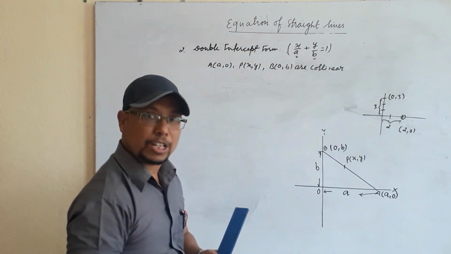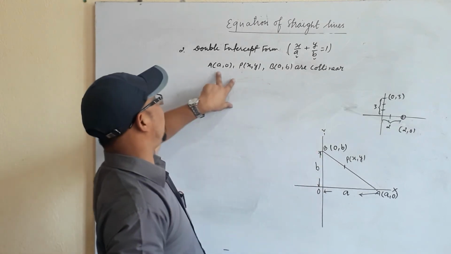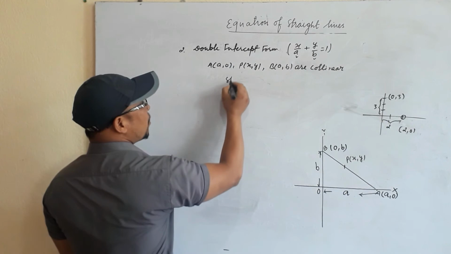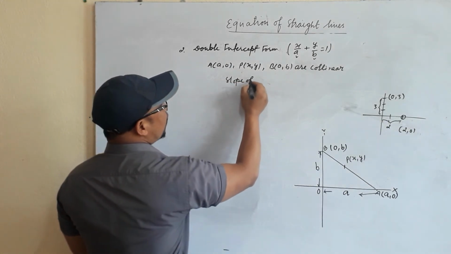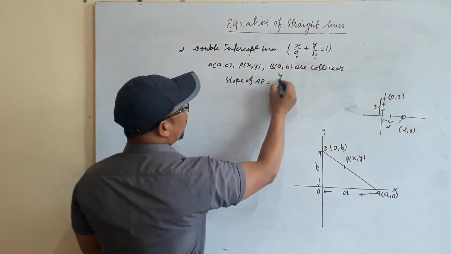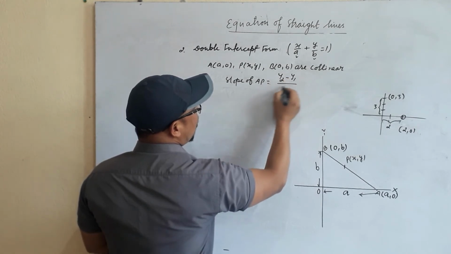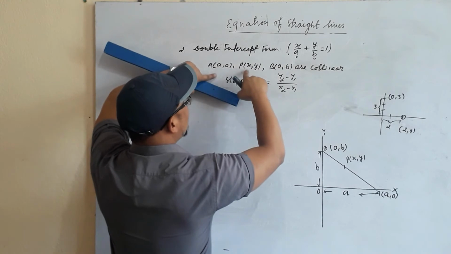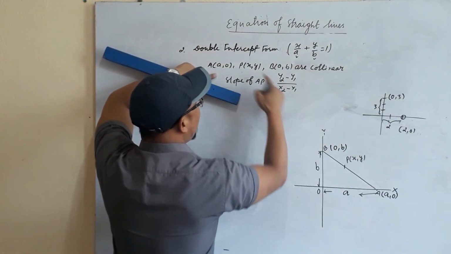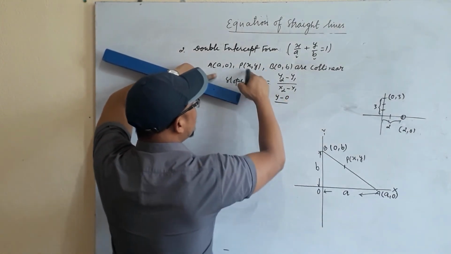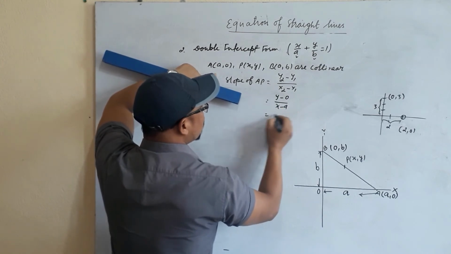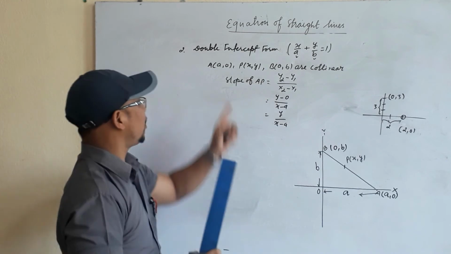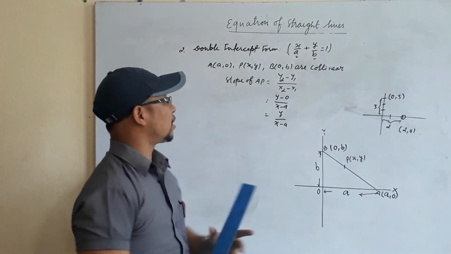If they are collinear, then we know the slope of AP and the slope of BP are equal. Now let's find the slope. What is the slope of AP? We know the formula for slope is y2 minus y1 by x2 minus x1. So this is x1 y1, x2 y2. So this is y minus 0 by x minus a. So the slope of AP is y by x minus a.